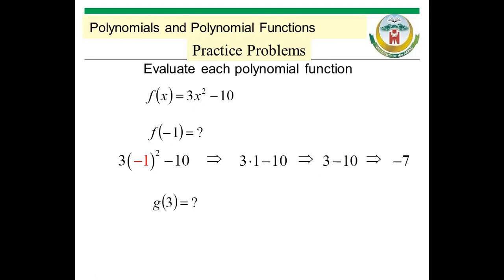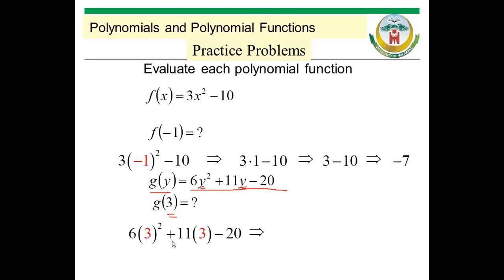-7. Okay, now let's say we have another function g(y) is equal to 6y square plus 11y minus 20. Now if you want to evaluate this for y equal to 3, here in place of y we will put 3, here we will put 3, and we will get the final value. So this is how a polynomial is evaluated.